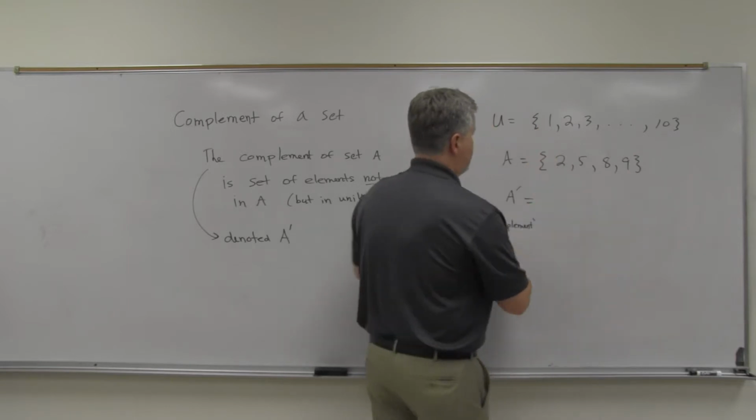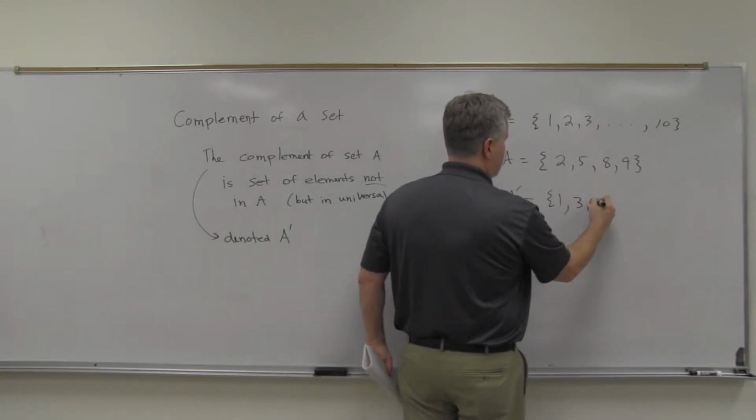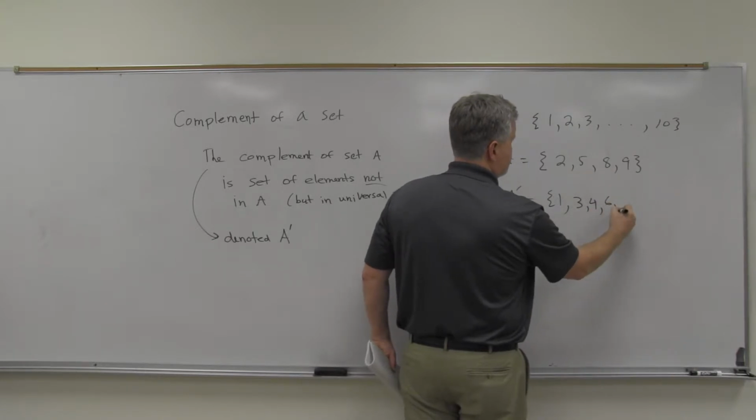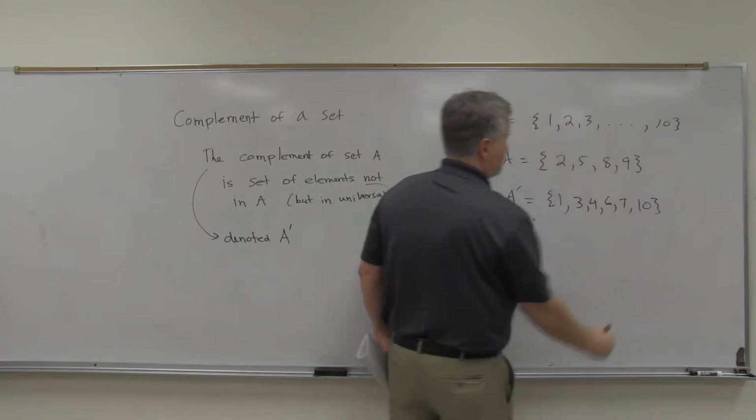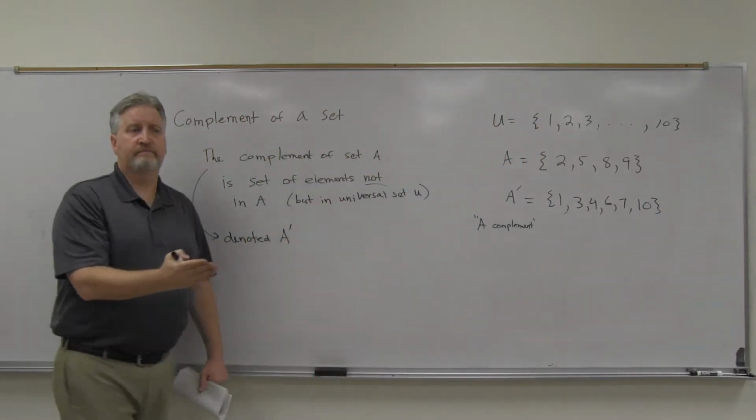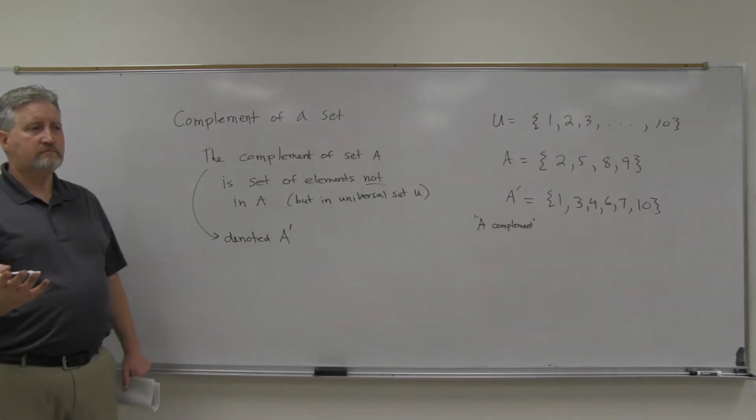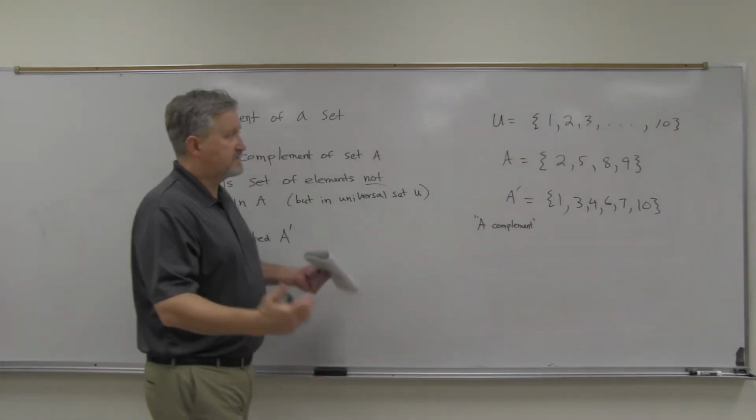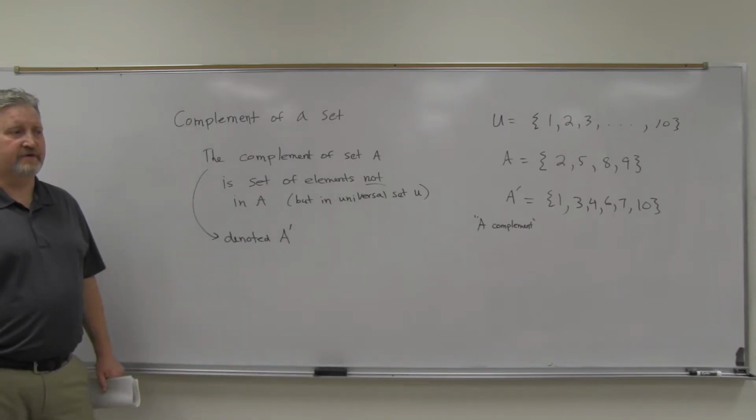So we don't have the 1, so it's in the complement. We don't have the 3 and the 4, 6 and 7 and 10. So it's everything that's not in A. Okay, fairly simple. Think of it as the opposite there.